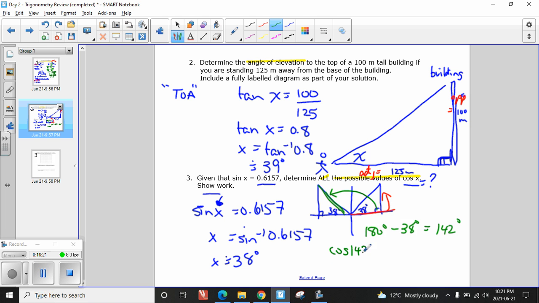Cosine of 142 is negative 0.7880, and my red angle, 38 degrees, cosine of 38 is positive 0.7880.